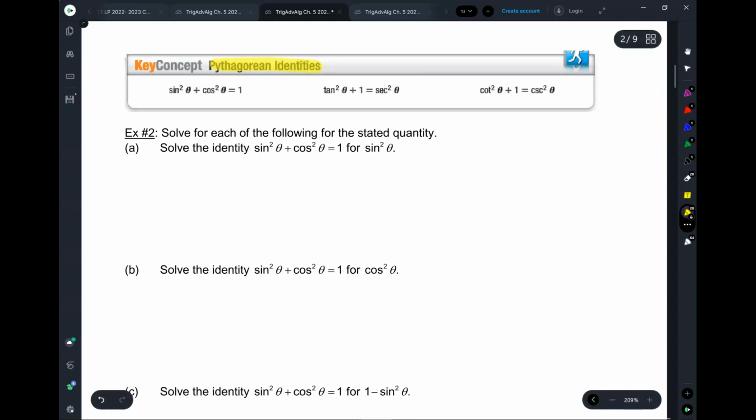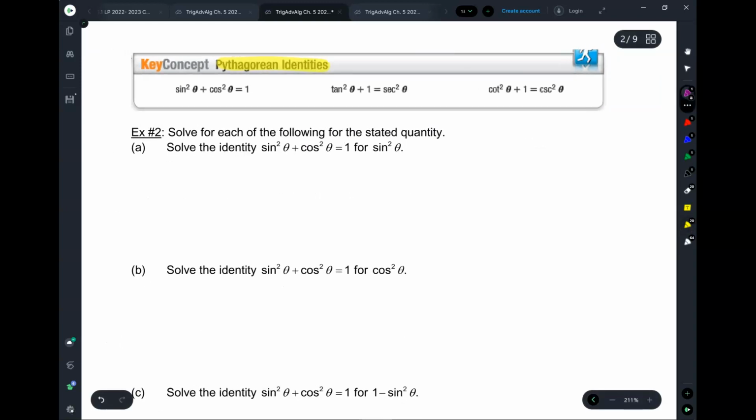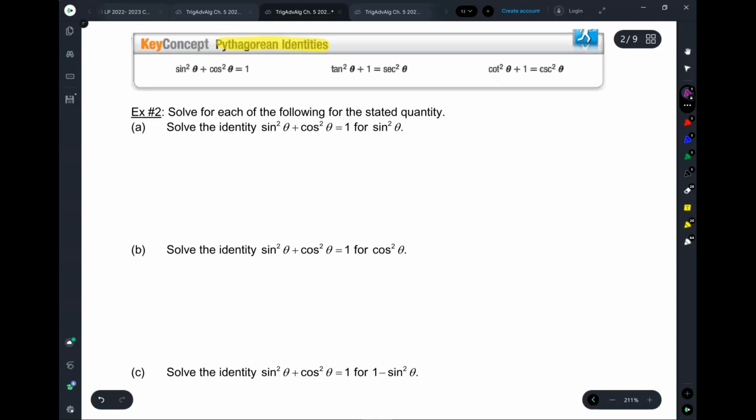So, take a look here. We've got this identity, right? And it says here to solve each of the following for the stated quantity. So solve this identity for sine squared theta. So here's what I'm going to do. I'm just going to rewrite this identity here. Okay? We're going to solve it for sine squared theta. That means it's going to be sine squared theta alone equals to something else.